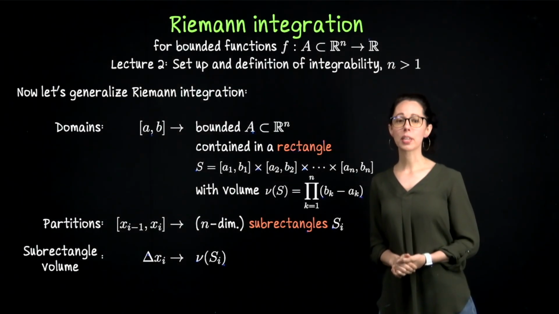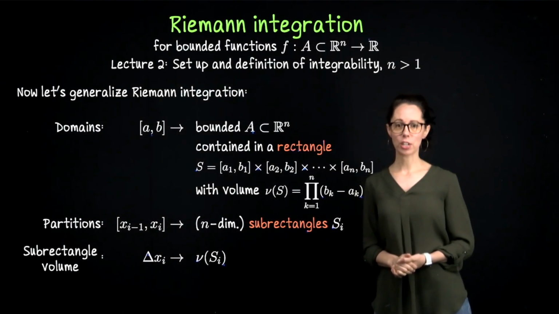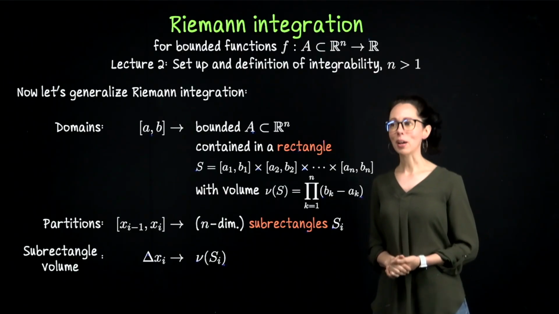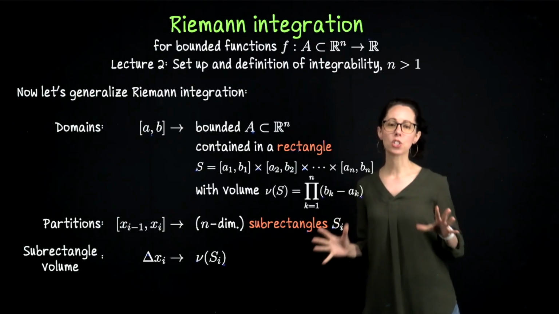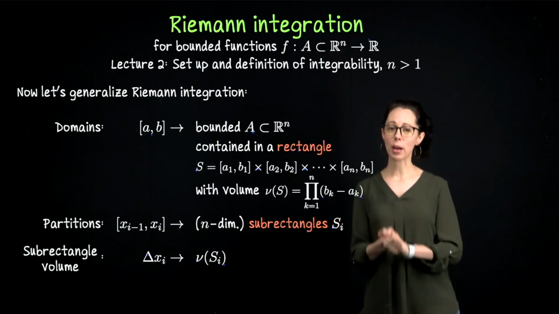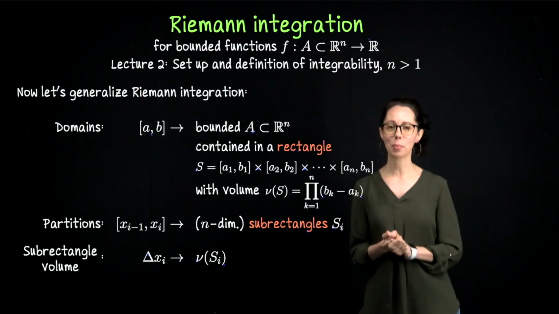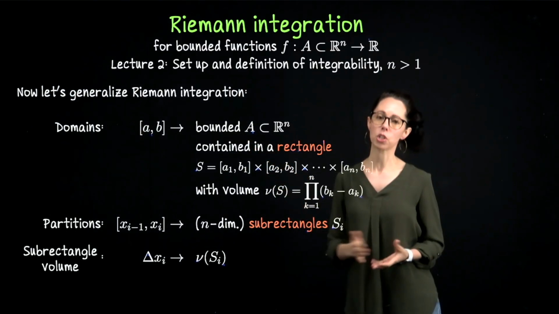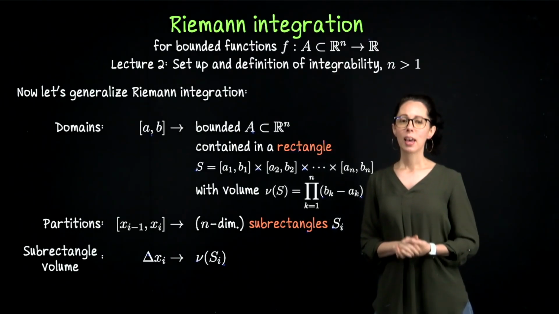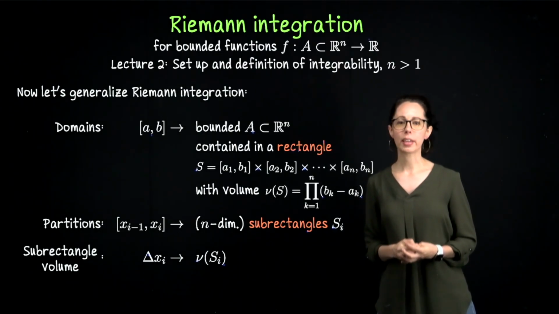Our last lesson was a review of the setup and definition of Riemann integrability for bounded scalar-valued functions of one variable. In this lesson, what we're going to do is take all the same notions and generalize them for functions which are bounded and scalar-valued, just like they were before, but now the domain is going to be some subset A of n-dimensional Euclidean space.